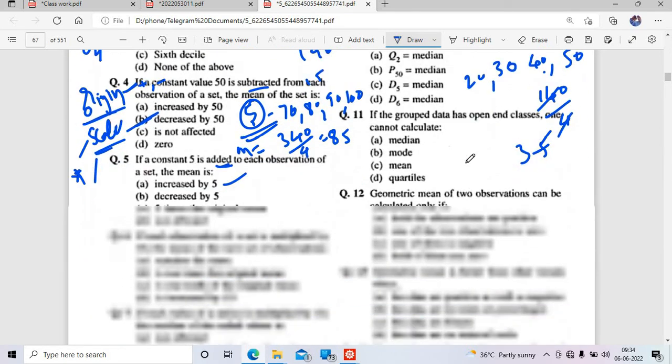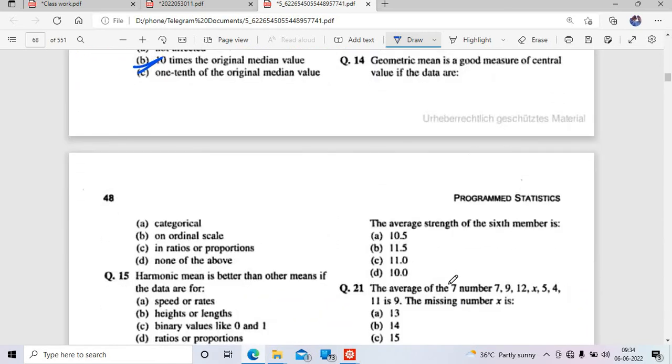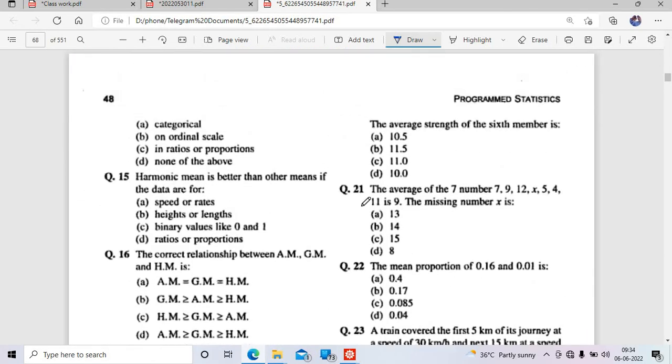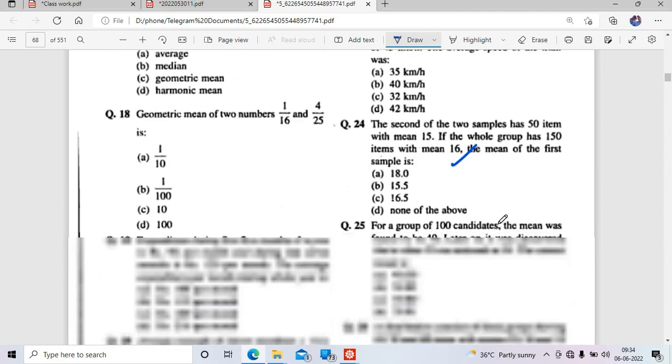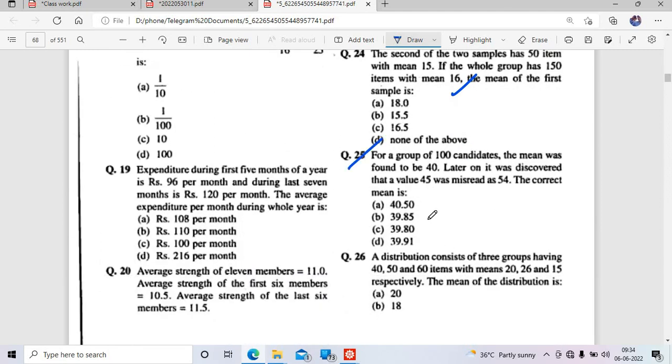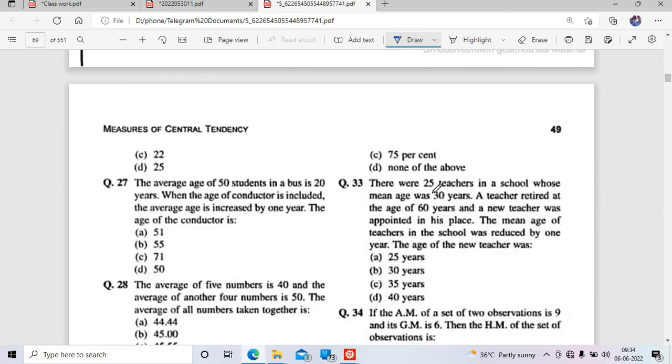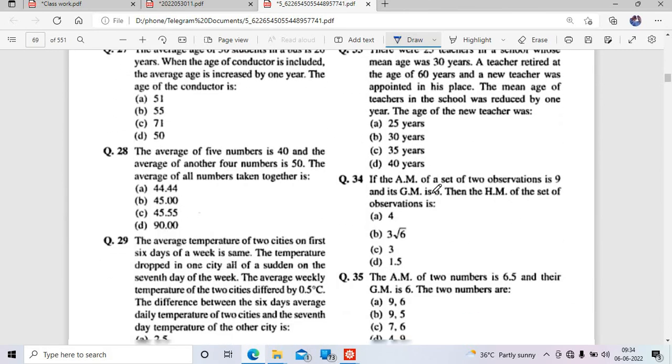Like this, you can practice all these questions. At last, you will see this type of question asked. The average of 7 numbers 7, 9, 12, x, 5, 4, 11 is 9. Then find the missing value x. What does the average property say? Sum of x by n equals the mean, which is 9. Just cross multiply and you will get the value. So very simple questions will be asked. This type of question is also important. Practicing these questions is very useful for entrance exams.